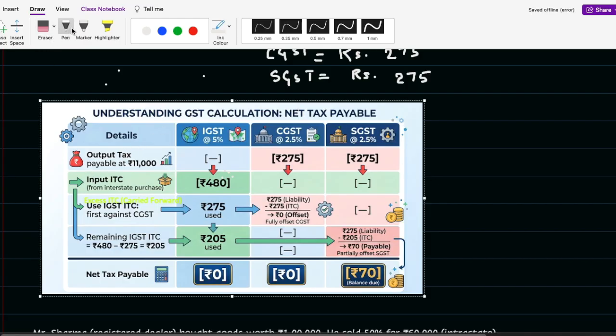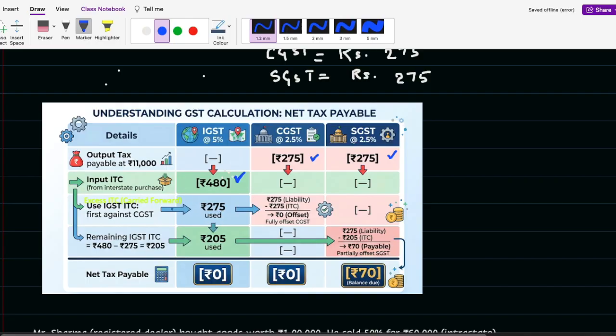First of all, 11,000. He has already paid 480 in a different state, that is Haryana. But he has got a credit of 275 CGST and SGST after selling it in the same state, Rajasthan, and he has already paid 480. Got it? Now how will he do the offset?